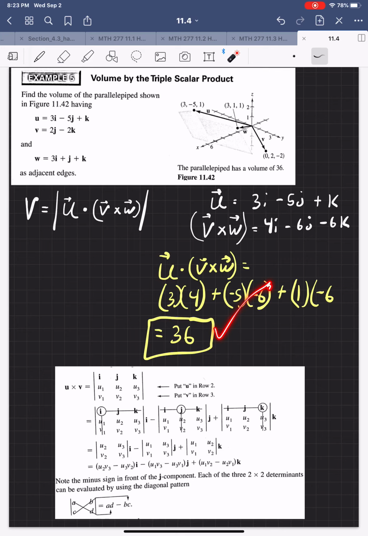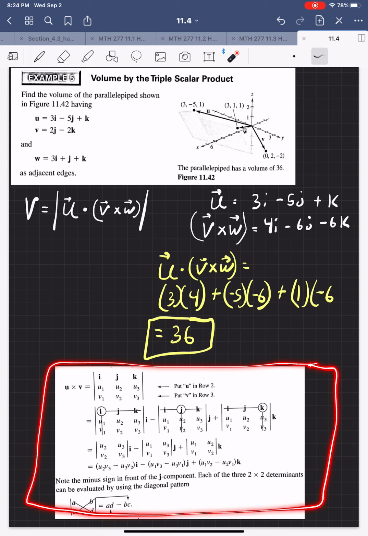All right, that's going to conclude 11.4. Let's go. I just produced this tool one more time for you.